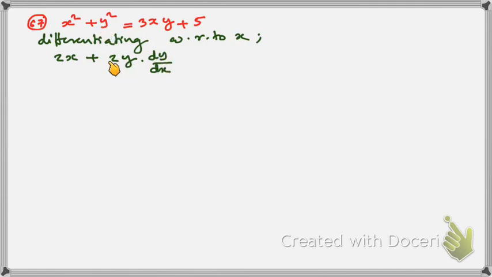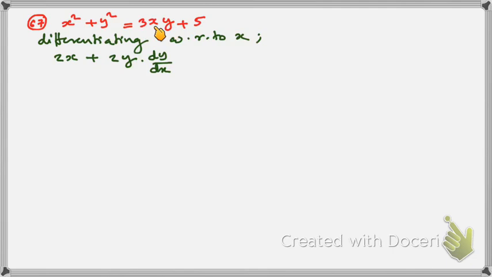So y square becomes 2y into dy by dx. If it was y cubed, it would have been 3y square into dy by dx. If this was sin y, it would have been cos y into dy by dx. If it was e raised to y, I would have said e raised to y itself into dy by dx. So y square became 2y into dy by dx.